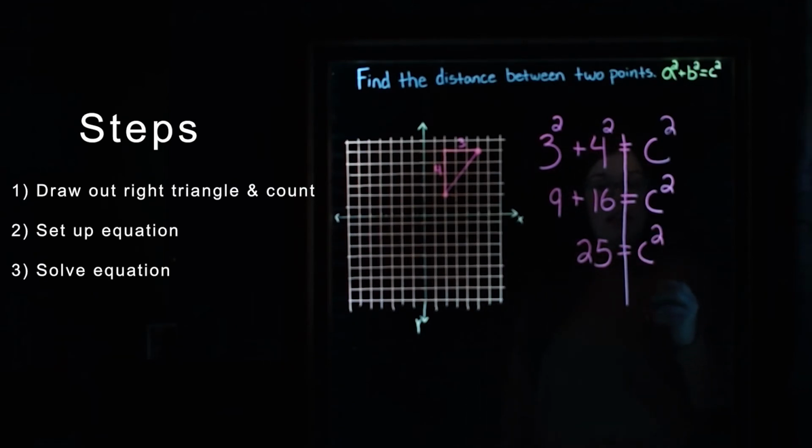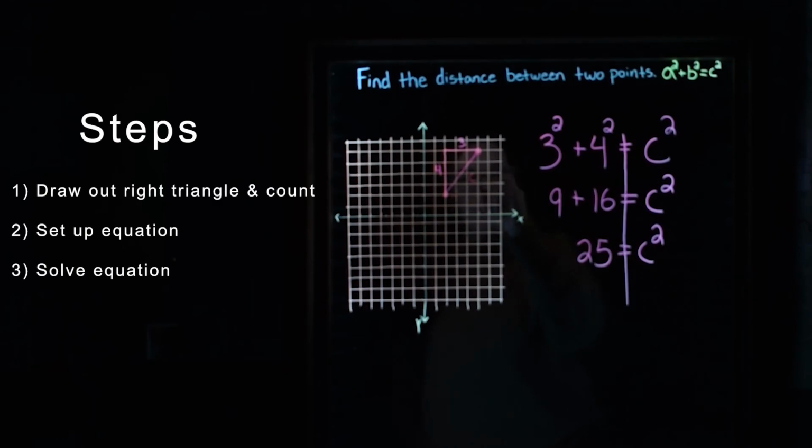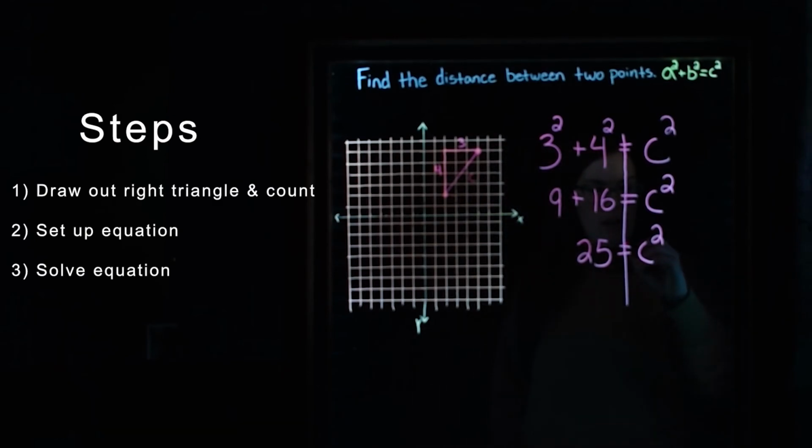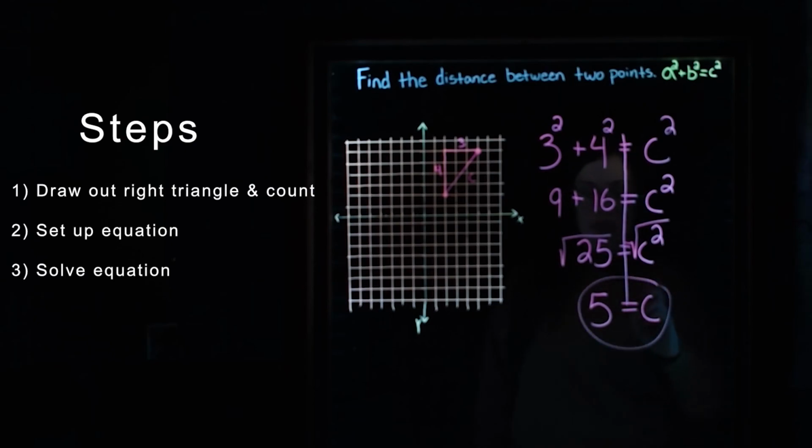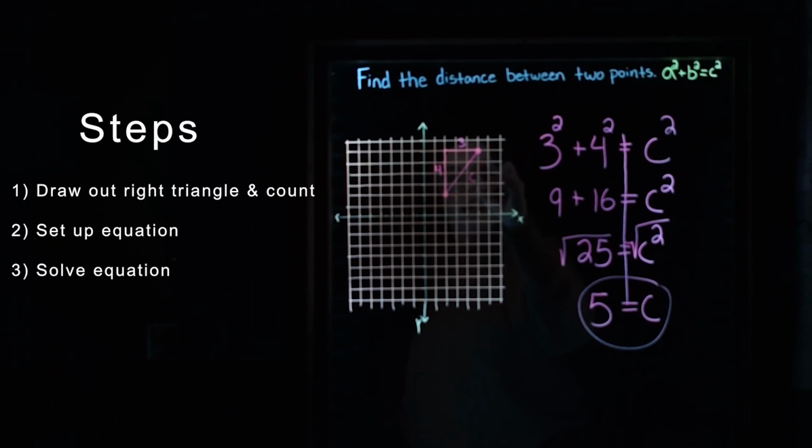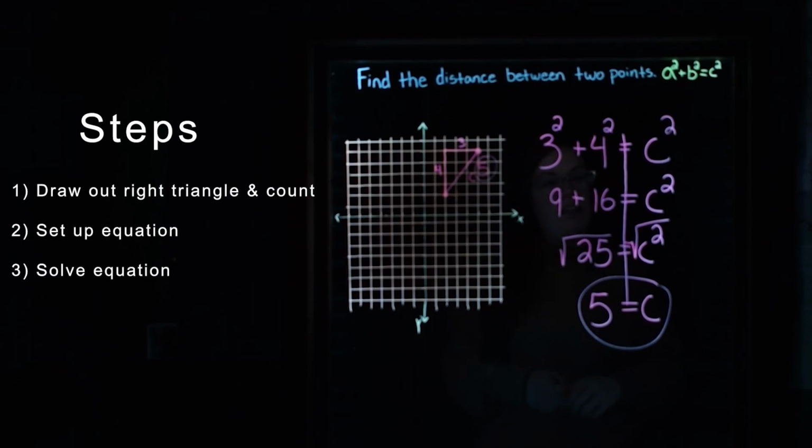Now I need to take the square root because I have C squared, but I want just this C. I want just that plain old C. So I need to find the square root. So what times itself equals 25? And that's 5, because 5 times 5 is 25. So I know the length of my diagonal line is 5. And that's how you find the length of a diagonal line on a graph.